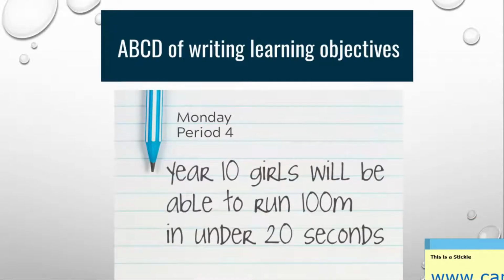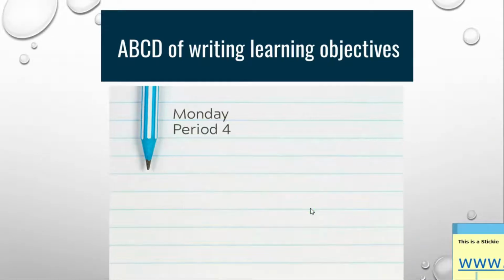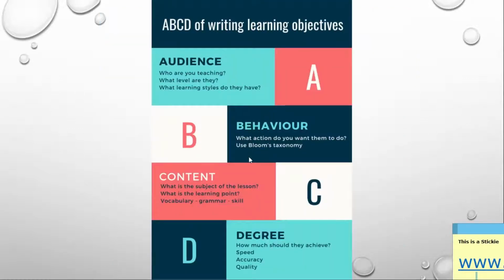So, looking at a learning objective, the ABCD, look at this. It's a physical learning objective, it's not language, but Year 10 girls will be able to run 100 meters in 20 seconds. Year 10 girls is the audience. Run is the behavior, the B. Content is the 100 meters, that's how much we want them to do. And 20 seconds, the degree, the speed of what we want them to do. So think of the ABCDs when we're writing learning objectives.